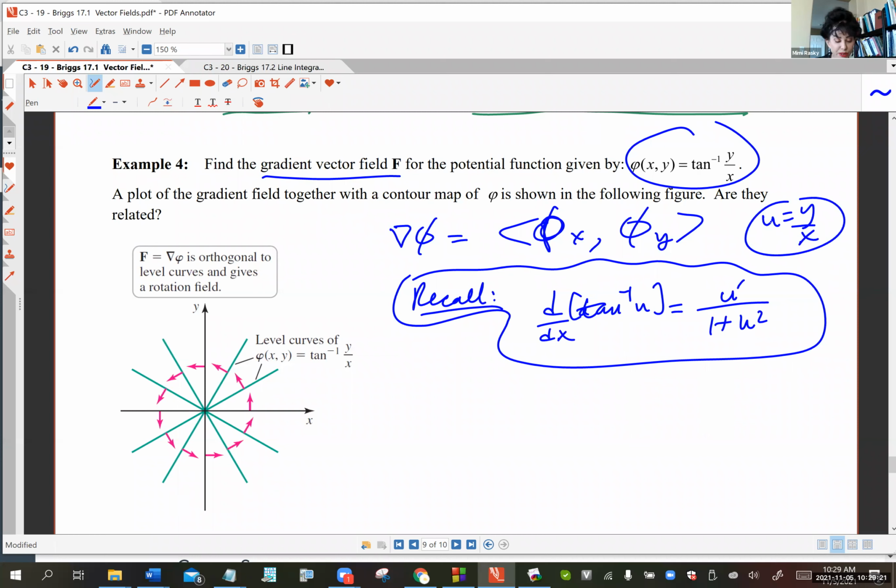You have to be careful though when you're doing a partial derivative. Okay, let's check it out. So our gradient field, which is the gradient of phi, we're going to first take the derivative of this arctan function with respect to x. The denominator is going to be 1 plus u squared, where u is y over x. But what is u prime? Keep in mind, you're trying to take the derivative of y over x with respect to x.